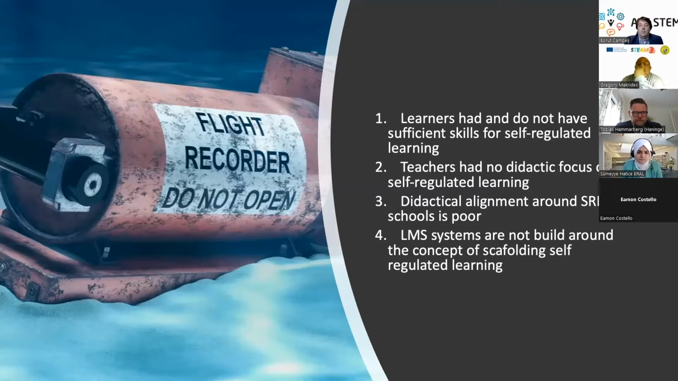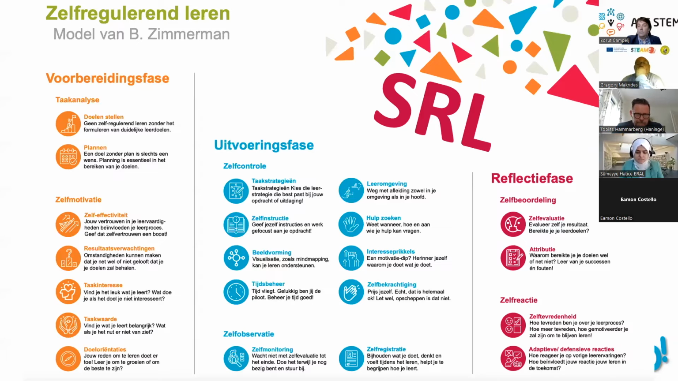Didactical alignment around self-regulated learning in schools is poor. Every teacher manages this on their own, but it's a good idea maybe to manage this as a school or as a teaching team, and to create a common language around how you would manage self-regulated learning. And then learning management systems are not built around the concept of scaffolding self-regulated learning. So these are some black box insights, and then you can start and work from good knowledge, and that's what we also did.